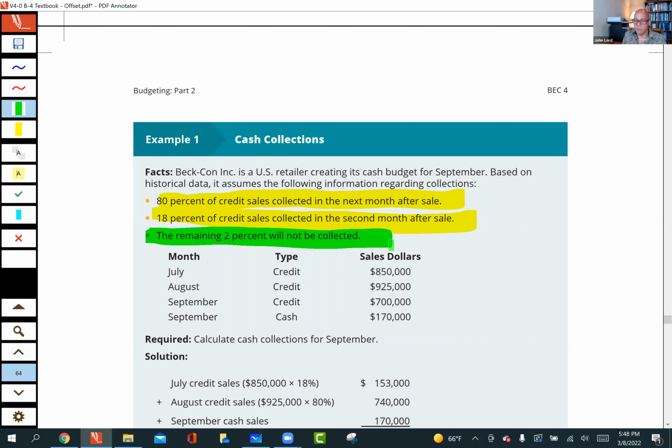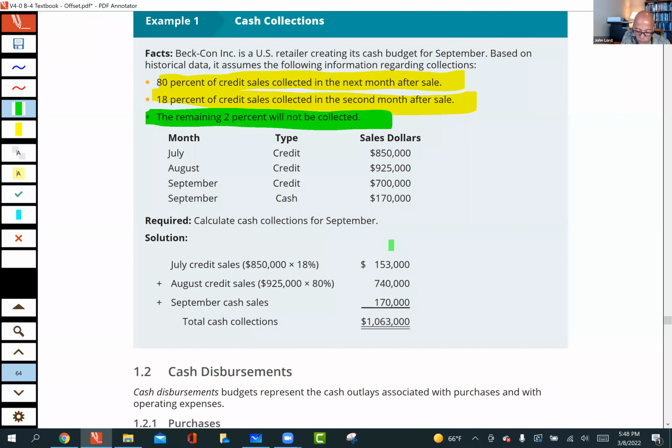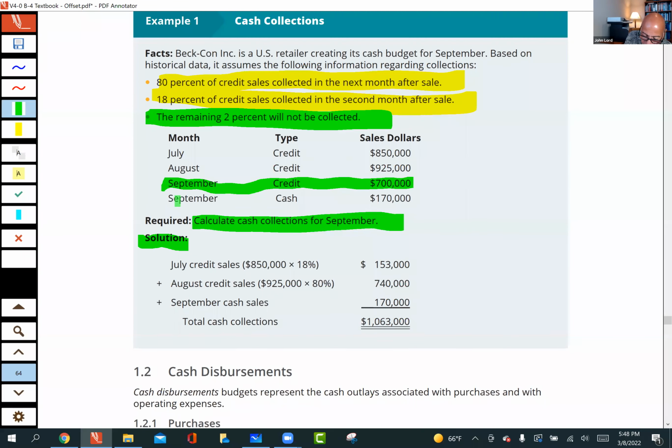No, you just ignore that 2%. It's not going to be collected, so it's not part of the calculation, right? Okay, so then you come over and they want to figure out the cash collections in this example for September. And so we look to September and we see that what? We have September, and this is a little tricky here, guys, because they give us September cash. So we know we got to pick up September cash sales.